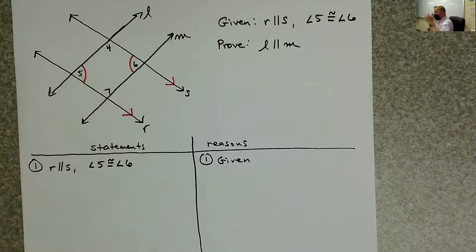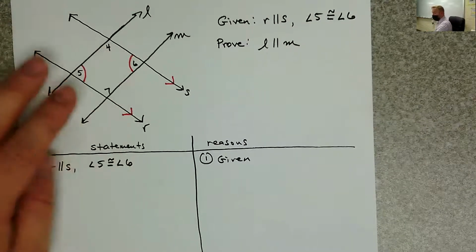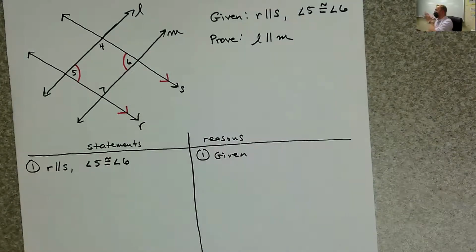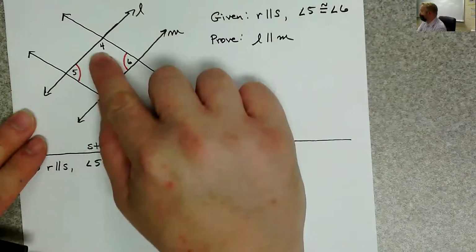Okay, so I know that 5 is congruent to 6. I need some way to get 4 and 6 together, or to get 5 and 7 together. We've already got our given statement here. Let's start by just talking about 4 and 5. So here's my thinking. I'm going to come up with a relationship between 4 and 5.